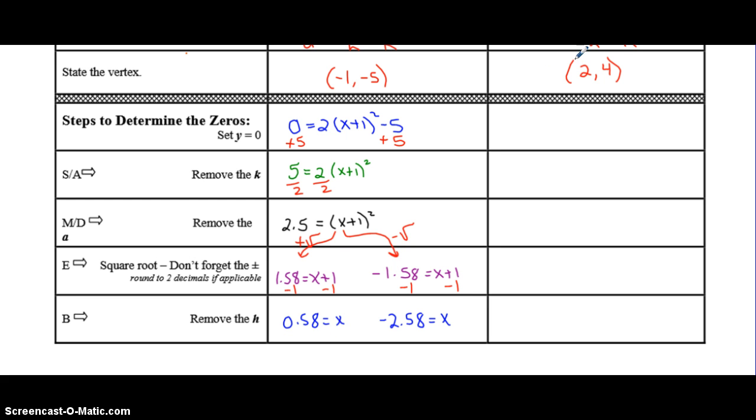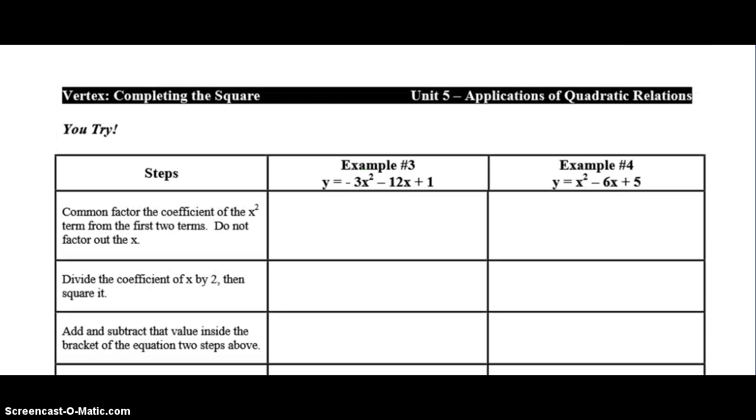So what you're going to do is finish the second example using SAMDEB to find the zeros, and then you're going to do example 3, 4, 5, and 6 to rearrange into vertex form from standard form, and then once it's in vertex form, use SAMDEB to get the zeros. After that, you can press play on the video to check your answers. So please press pause now and try examples 3, 4, 5, and 6, and the second half of example 2.